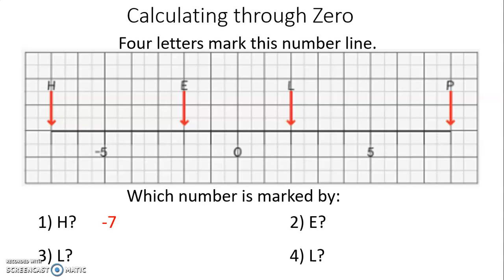E. So starting at 0, how many are we going to count back? We're going to count back -1, -2. So E is -2. L. This time we're counting forwards from 0. Positive numbers, 1, 2. And P, counting forwards, 1, 2, is 8. It says L.